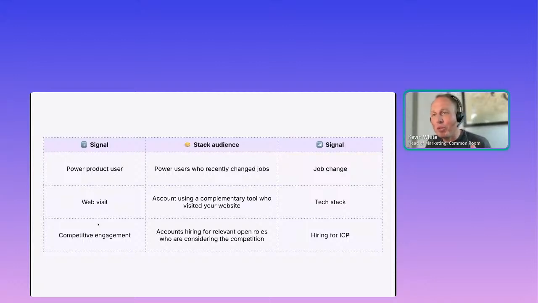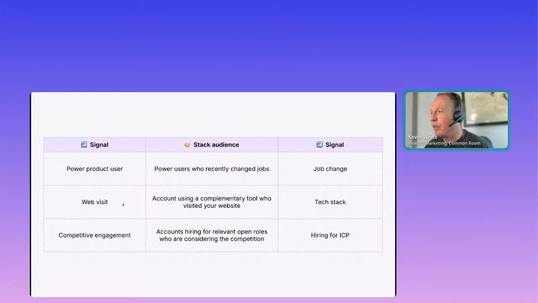One example could be someone who is a power product user. This is a product led signal, who recently changed jobs. This is a signal category of employment trends. And so you can combine and overlap those two to find power users who recently changed jobs. This context gets you a lot more granularity to follow up with a message that really resonates, or that helps your team prioritize who to go after.